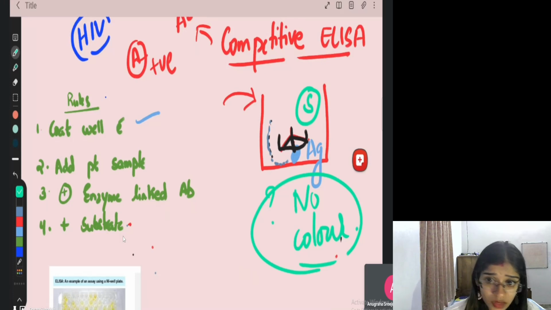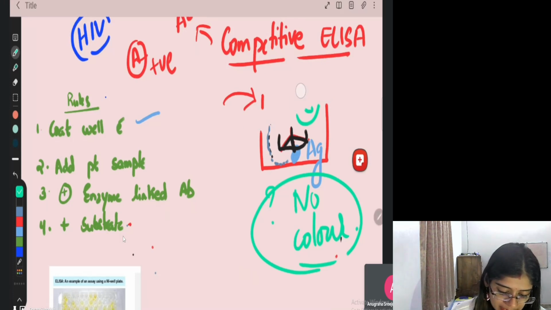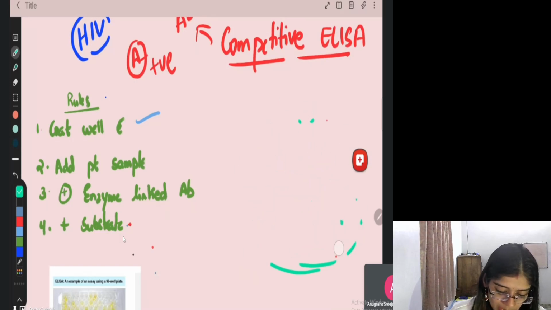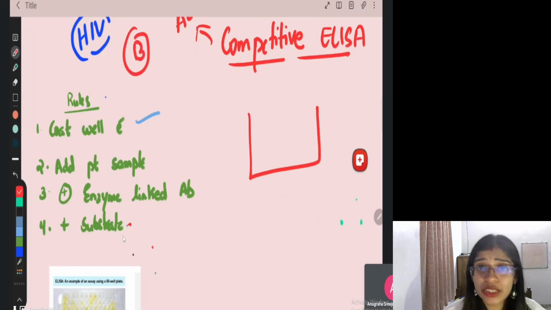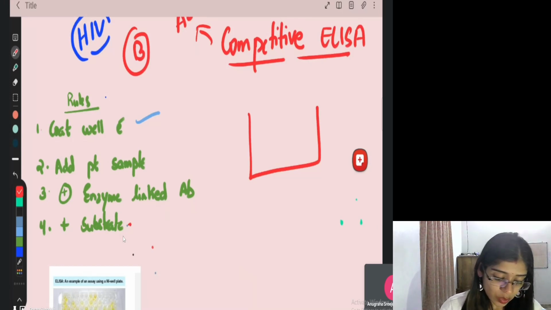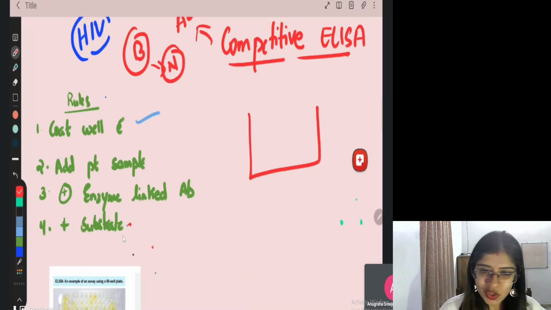Now let us say this is patient A. Let's take a patient B. The doctor tells you that the patient may have HIV, so just check if HIV antibodies are present or not. I'm telling you this patient B is normal. Let us see how the steps will go. I'm doing competitive ELISA to check the HIV antibodies in the patient.